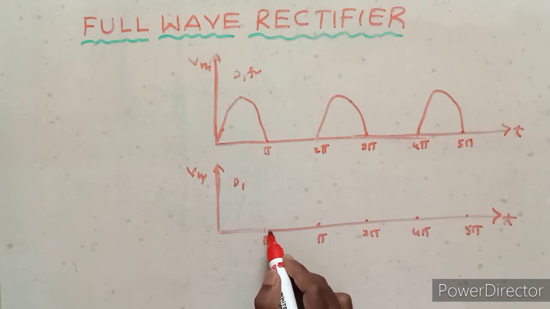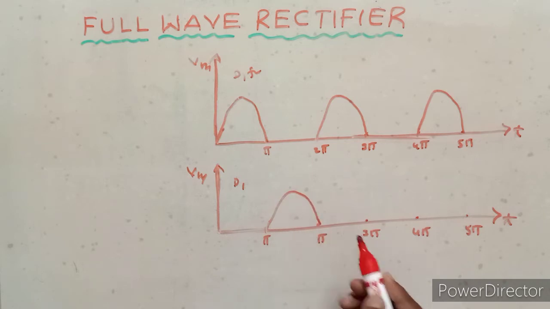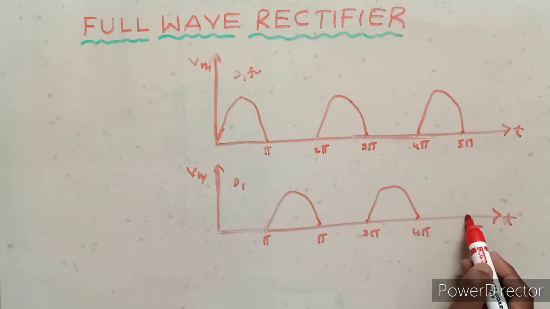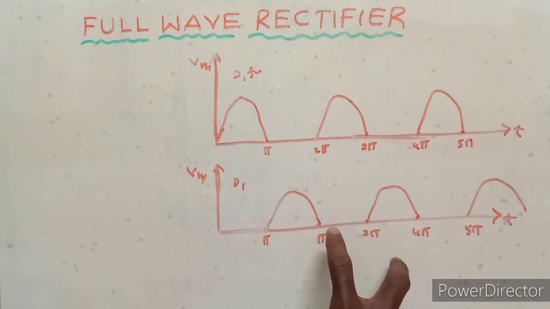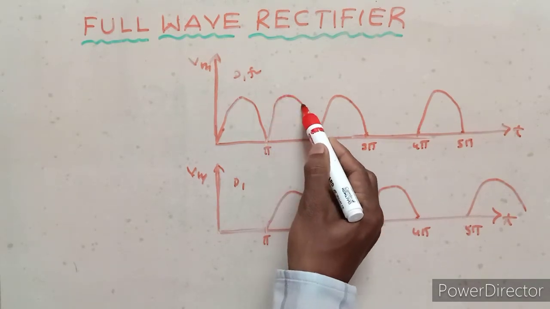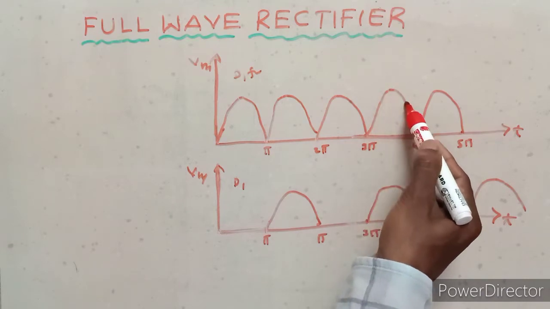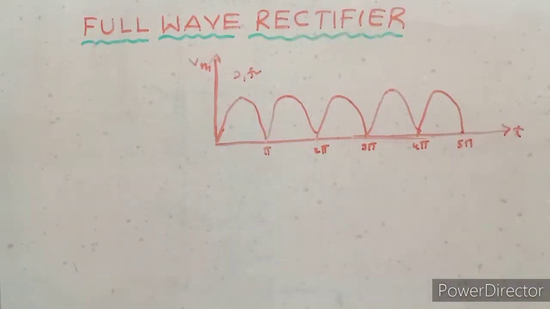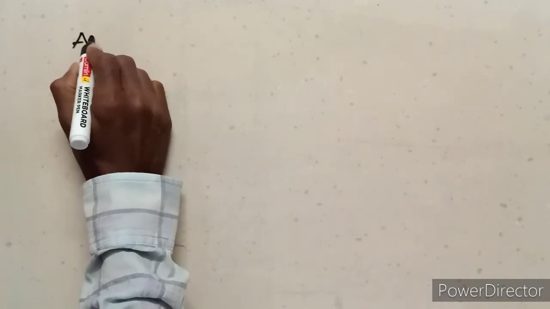So in this, the current flows, does not flow, does not flow, flows. These two different conditions are exhibited in only one graph. So this is the full wave analysis, the full wave circuit analysis.